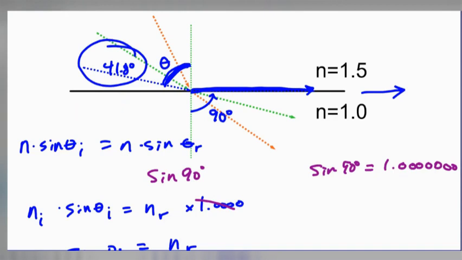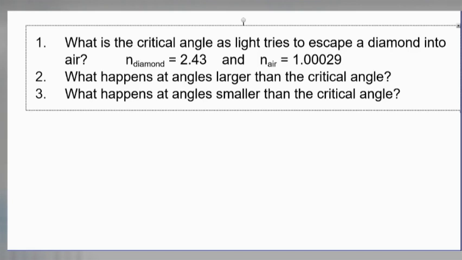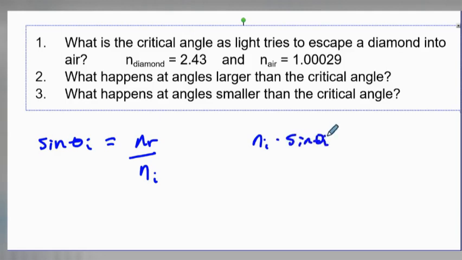Okay. Let's do a practice question. What is the critical angle as light tries to escape a diamond into air? The easy thing for me is I'm just going to go right to my formula, because I have a formula that's going to work every time, but we could derive that if we want. I'm going to go Ni times the sine equals Nr times the sine. And we know what Ni is. It's given to us there. It's the diamond.